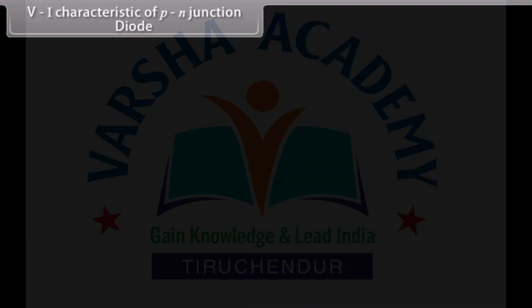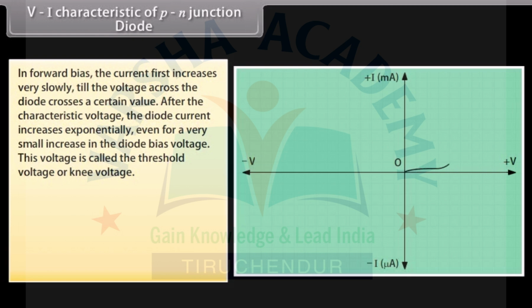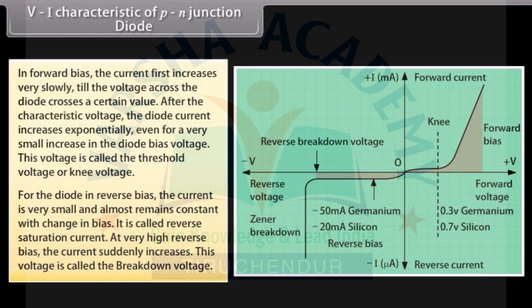IV characteristic of PN junction diode. In forward bias, the current first increases very slowly till the voltage across the diode crosses a certain value. After the characteristic voltage, the diode current increases exponentially, even for a very small increase in the diode bias voltage. This voltage is called the threshold voltage or knee voltage. For the diode in reverse bias, the current is very small and almost remains constant with change in bias. It is called reverse saturation current. At very high reverse bias, the current suddenly increases. This voltage is called the breakdown voltage.